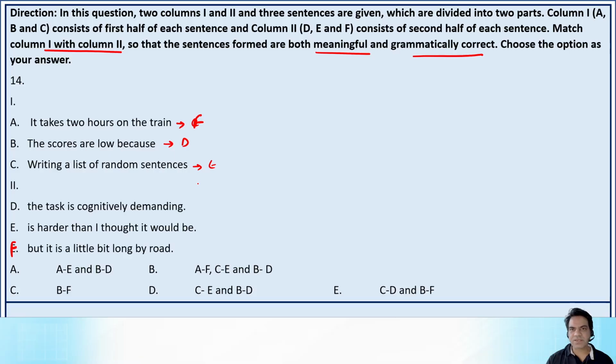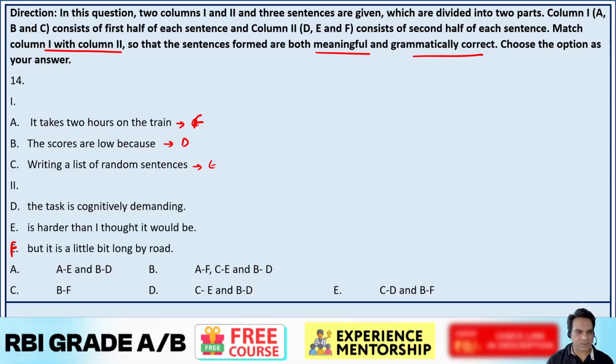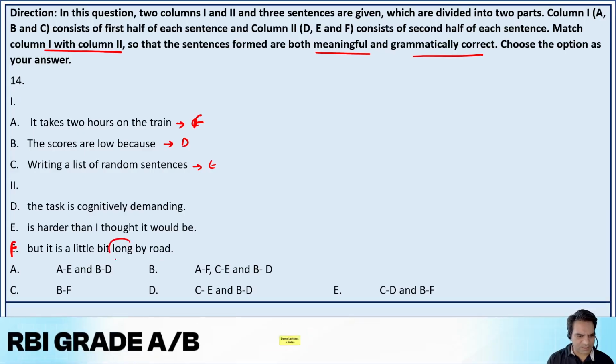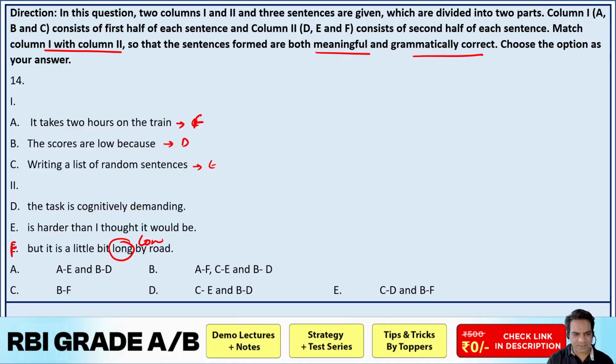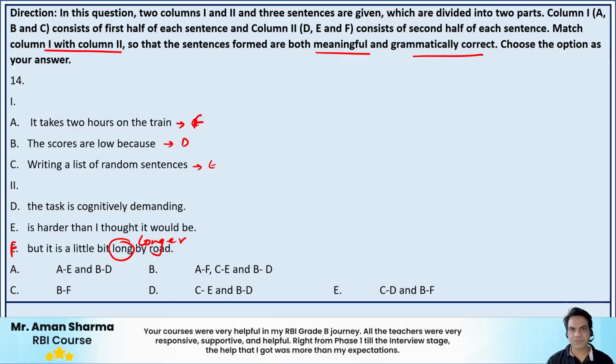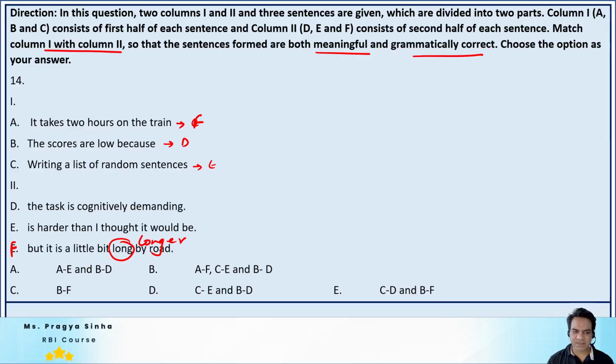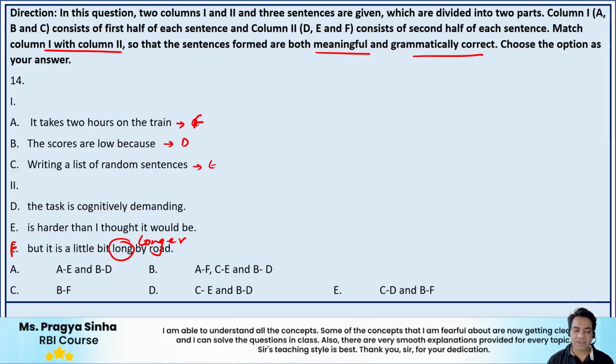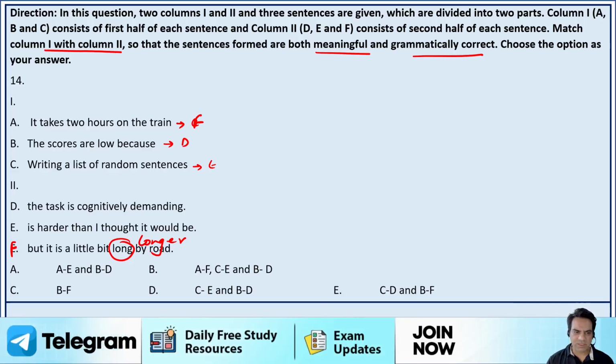So now let's look at the grammatical part. It takes 2 hours on the train, but it is a little bit long by road. No, guys, it is not a little bit long. It should be a little bit longer, because we are comparing two things, train and road. So it should be the comparative degree here. It is a little bit longer by road. So option A with F is not grammatically correct.